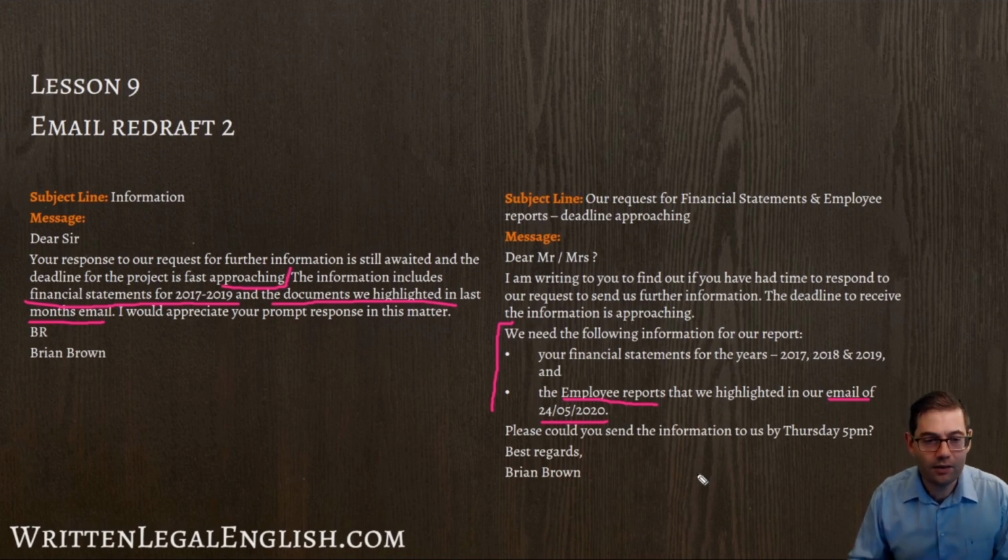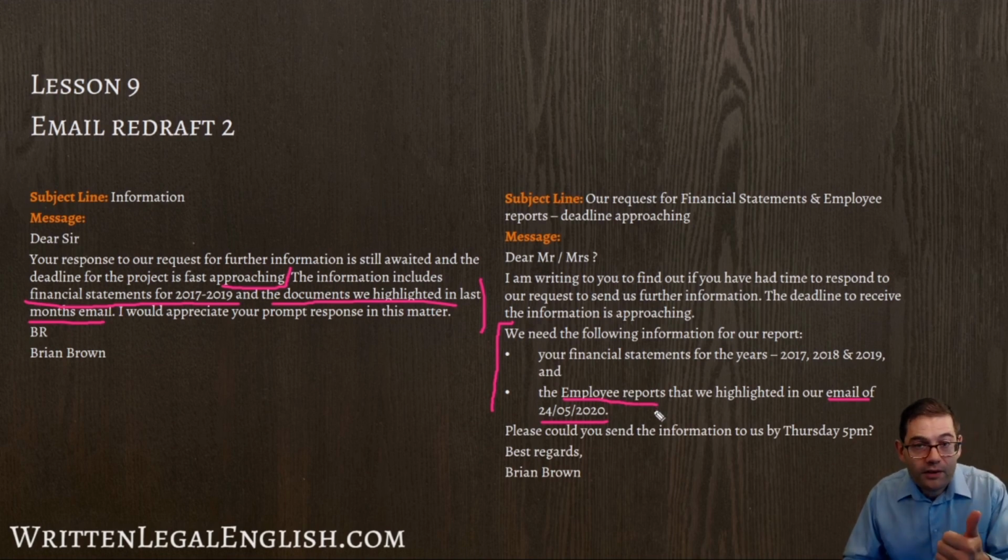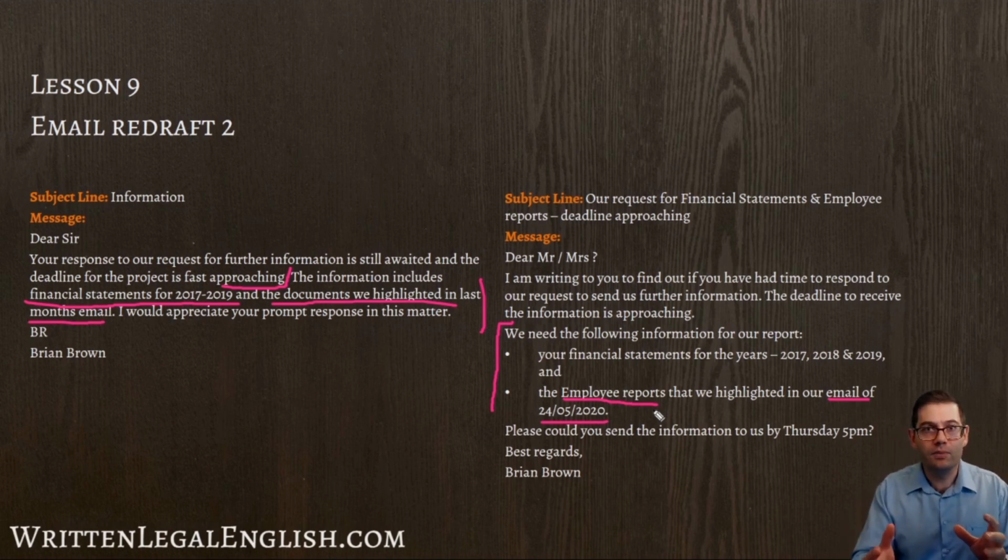If the reader just got this original sentence, "the documents we highlighted in last month's email," the reader's response will be, what documents? What email? It wasn't me. Who was it? What's going on? If I said what and where, the reader will go, aha, okay, that's me, and I know where that is. So that's the difference between not being precise and being precise and giving the reader information.